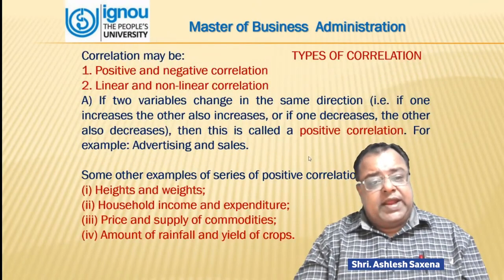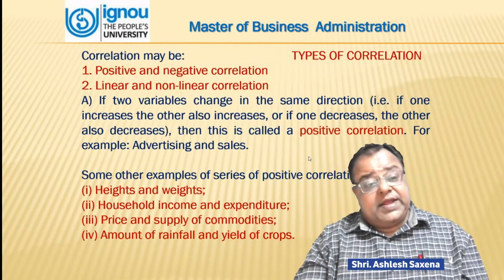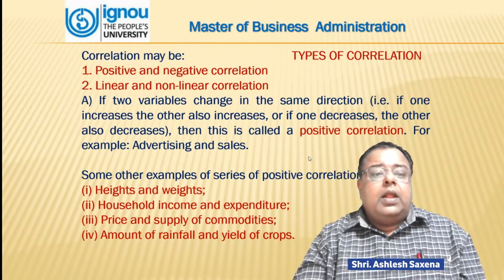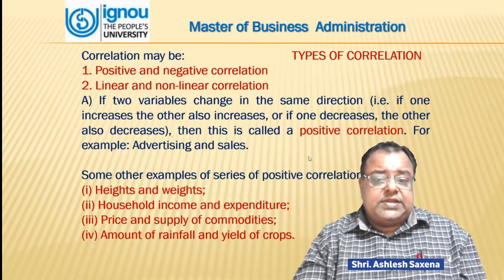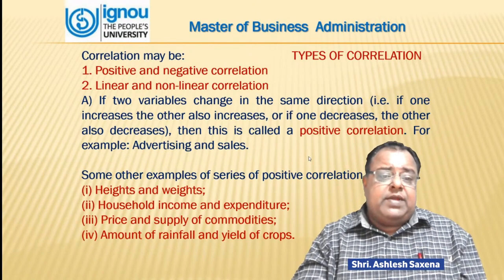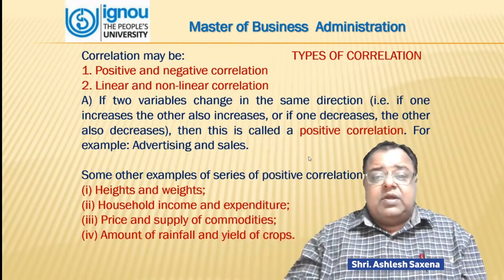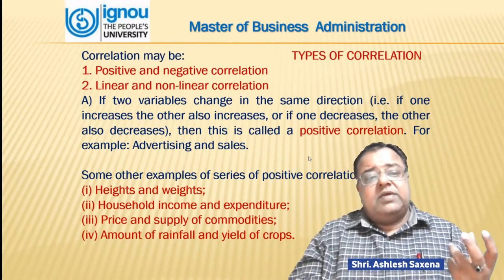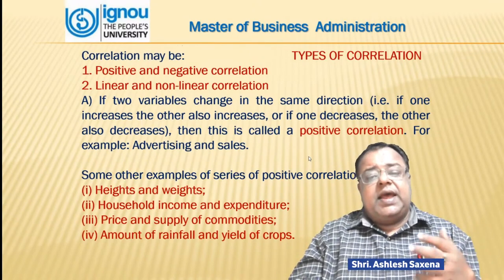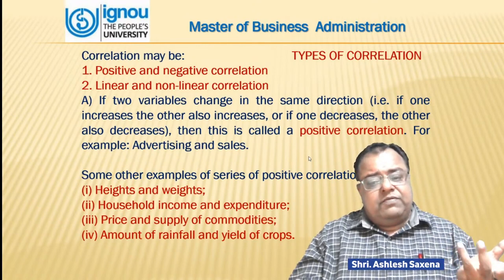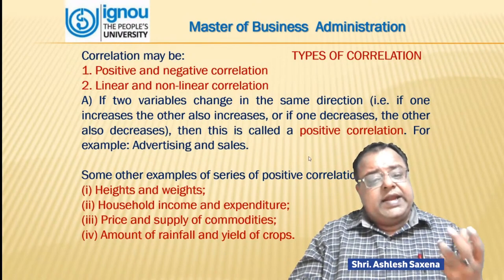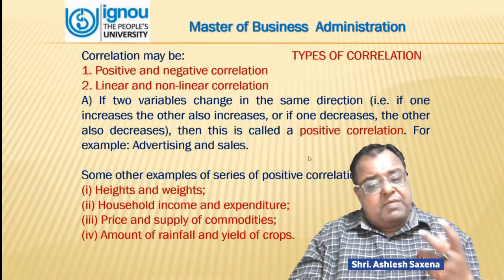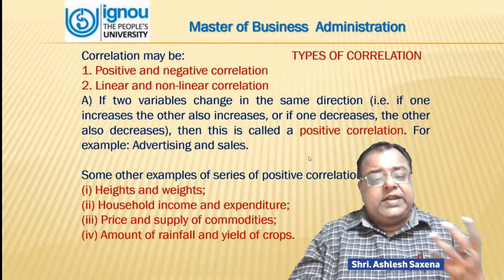Correlation may be positive and negative, and the second type is linear and non-linear correlation. If two variables change in the same direction, that is, if one variable increases then the other also increases, or one decreases the other also decreases, then it is a positive correlation. For example, advertising and sales. Some other examples of positive correlations are height and weight, household income and expenditure, price and supply of commodities, amount of rainfall and yields of crop.